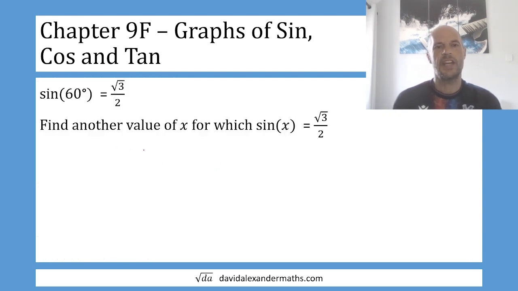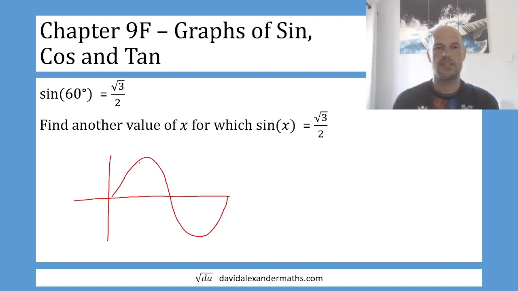Okay, so here we're thinking about different solutions to problems. We know that the sine of 60 gives us √3/2, but there are other values which will give us √3/2. So if I just draw a graph of the sine of x, we know that the maximum is 1 and the minimum is -1. So between 0 and 360, how many solutions are there that will give us √3/2? √3/2 is somewhere between 0 and 1. Let's just say it is here, √3/2.